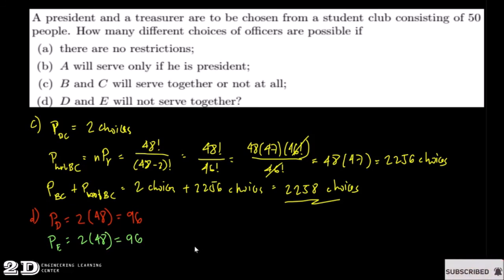Now there is also an instance in which D will not be selected and E will not be selected either, therefore D and E will not serve together. So P of not D and not E. This will be an nPr. Because D and E will not be selected, our n is now deducted by 2. So we have 48 factorial over 48 minus 2 factorial. Because we have the same two positions, this will be equal to the one above, 2256.